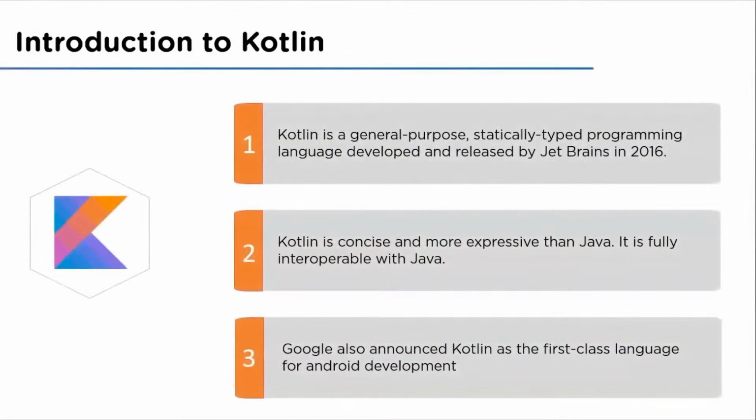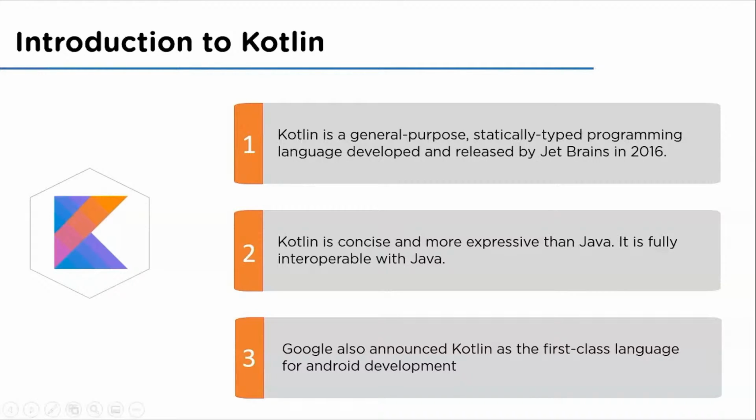Kotlin is a general-purpose, statically typed programming language developed and released by JetBrains in 2016. In 2011, JetBrains revealed the Kotlin project, which is a new language for the JVM. And later, in February 2016, its first version, Kotlin 1.0, was released. This language is concise and more expressive than Java.